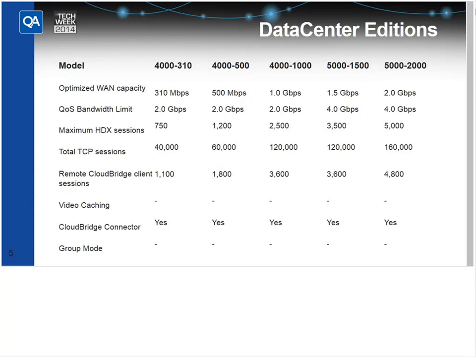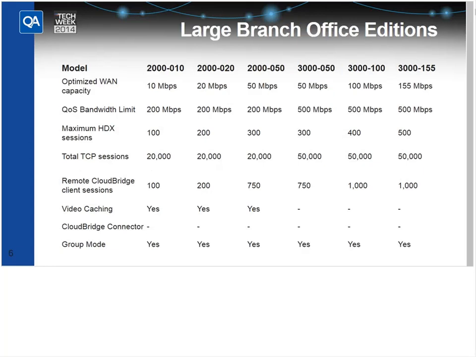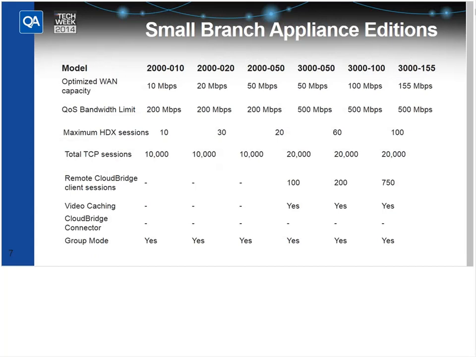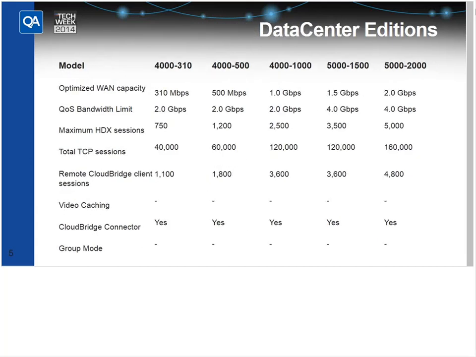But different model editions of CloudBridge that we have, so data center editions. I'll just come back to this slide in a minute. Large branch office editions, as you can see, small data center, branch offices, etc. Give us different levels of functionality. So a lot of it is, is it a physical appliance? Is it a virtual appliance? How much resource are we allocating to this?